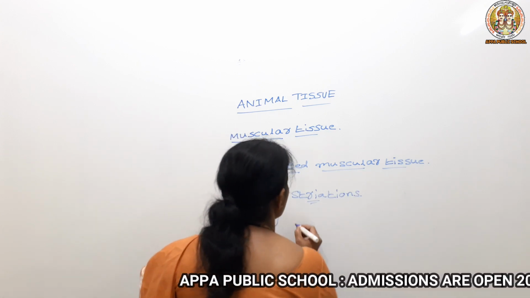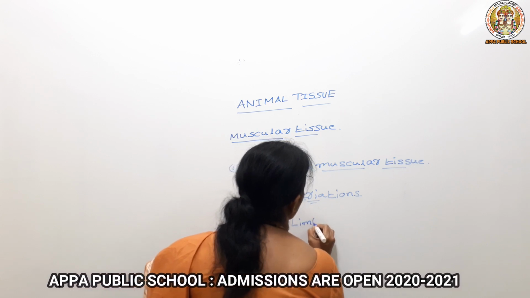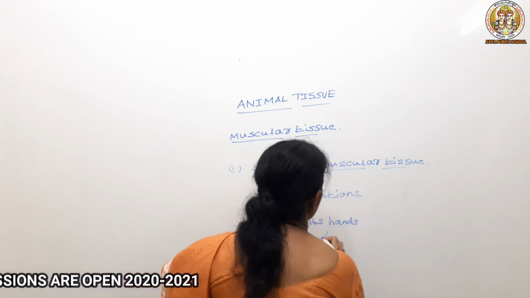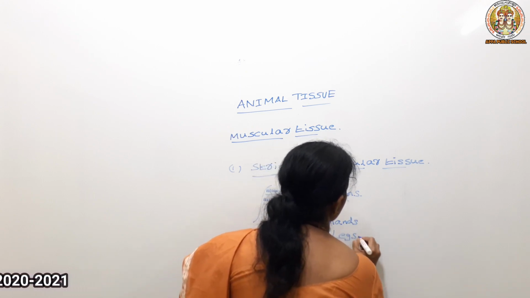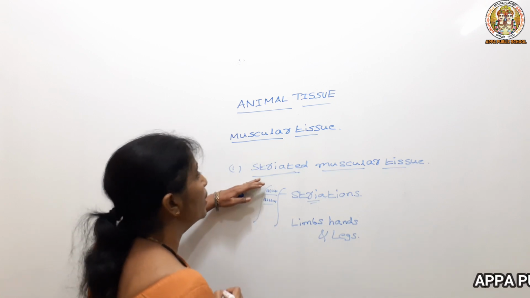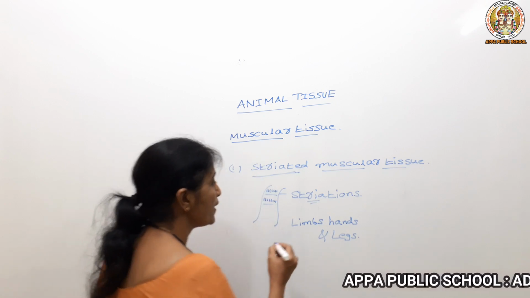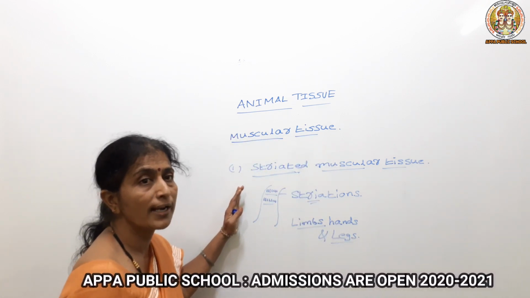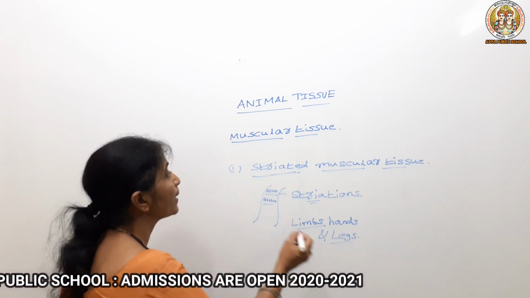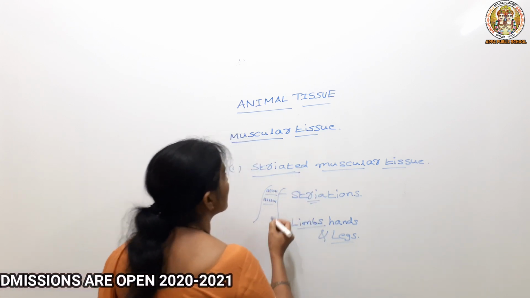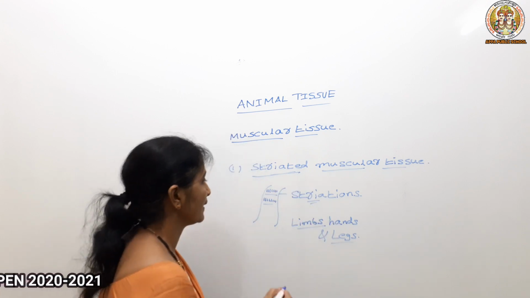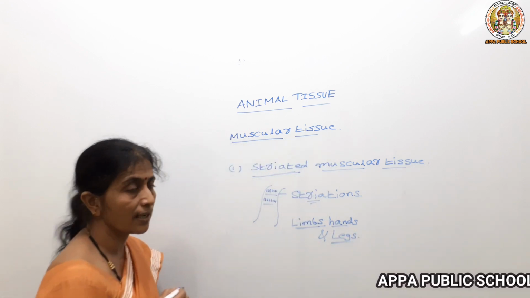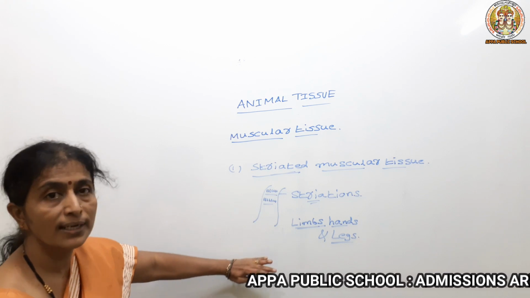Where they are present, for example, in the limbs of our hands and legs, and in the neck region also we can see this type of muscular tissue. We can move our hands and legs according to our will. That's why the name voluntary muscular tissue. They are considered striated, striped or voluntary muscles. Example, limbs of hands and legs, and even in the neck region we can find this type of muscular tissue.